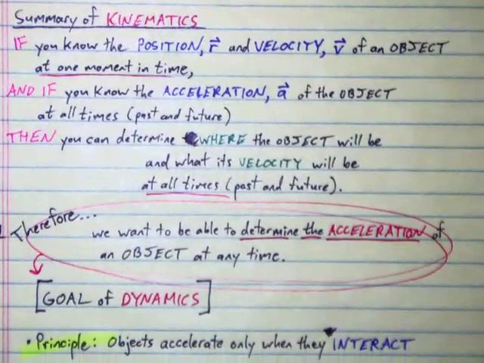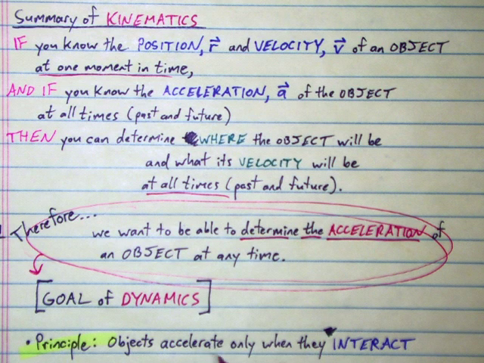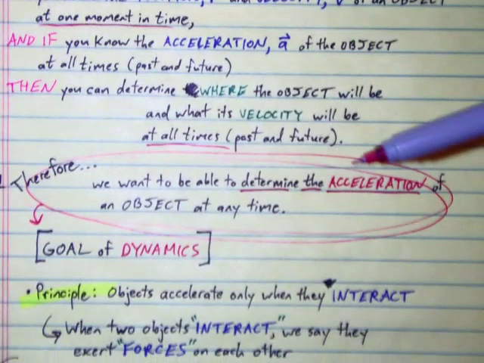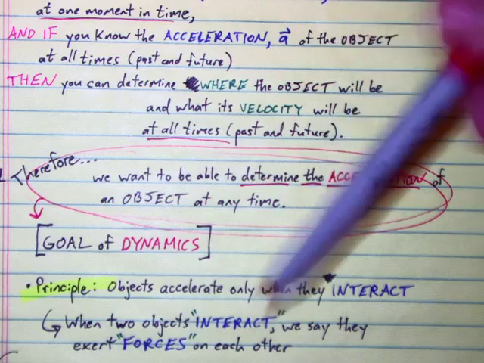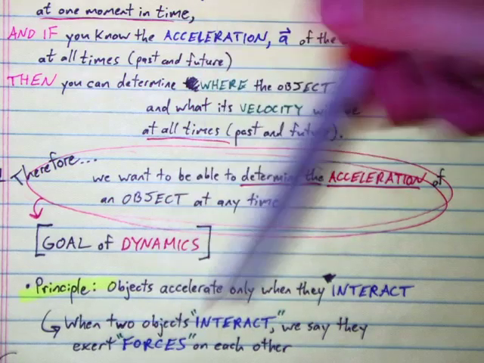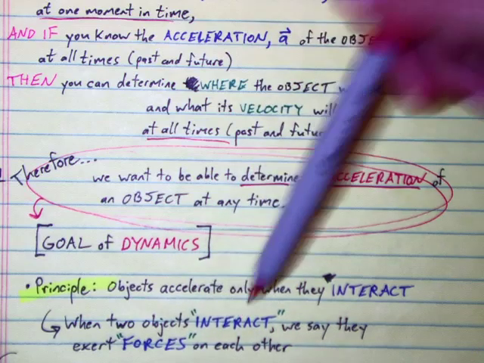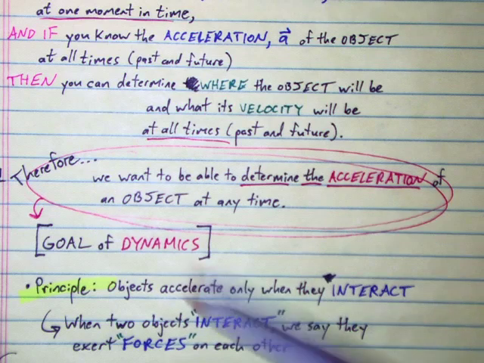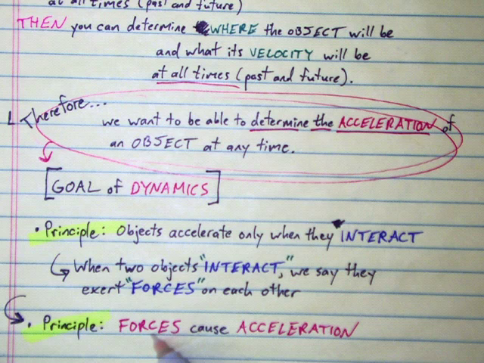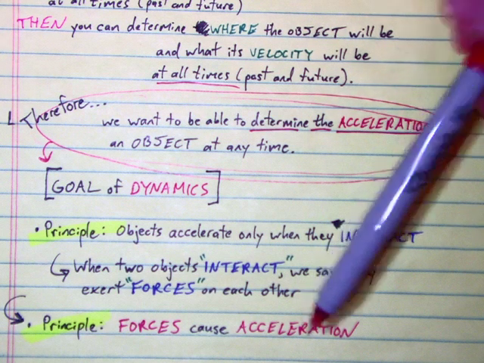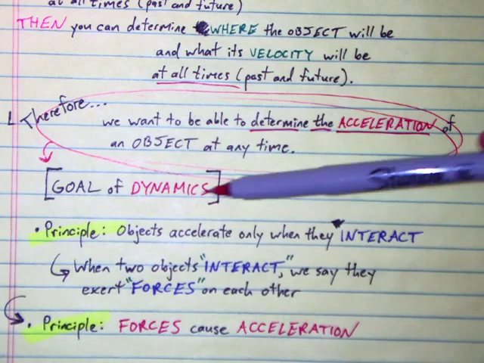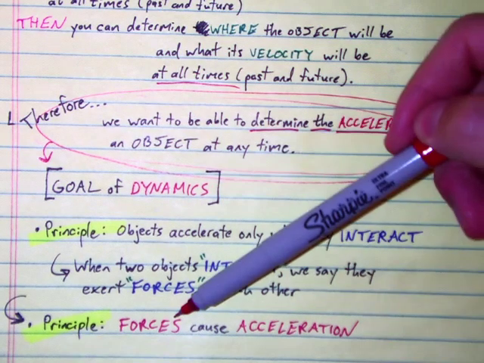The first principle that's at play is this idea that objects accelerate only when they interact with each other. So interactions are going to cause accelerations. So when objects interact, we say that they exert forces on each other. This term force means what objects do when they interact. A force is always an interaction. So combining these ideas here, we have the principle that if interactions cause acceleration, then forces cause acceleration. And so this entire subject of dynamics that we're now going to get into is all about forces.